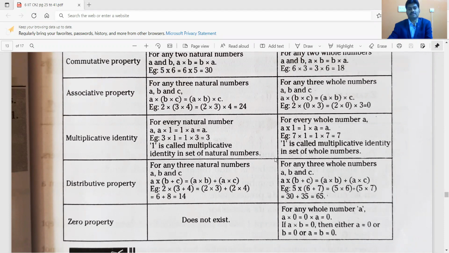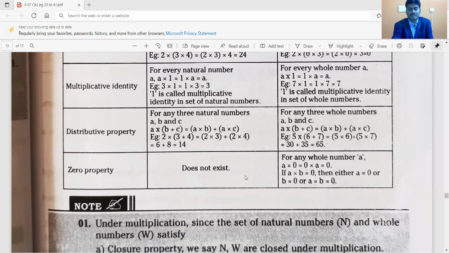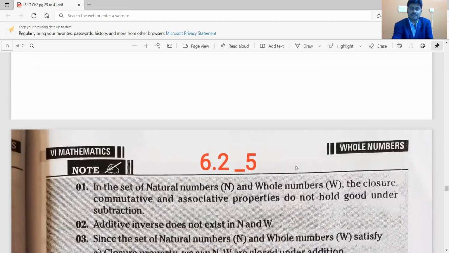Multiplicative identity: we should get the same answer. A into 1 is equal to 1 into A is equal to A, in both natural numbers and whole numbers. And the distributive property of multiplication over addition: A into (B plus C) is equal to A into B plus A into C. The rules that hold for natural numbers will hold for whole numbers. Zero property: we don't have 0 in the set of natural numbers, so we can't say A into 0 is equal to 0 there. Right? So properties like this will come.